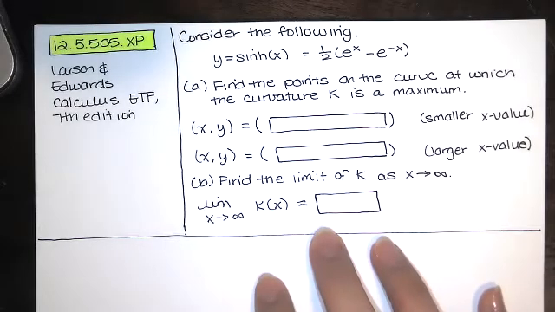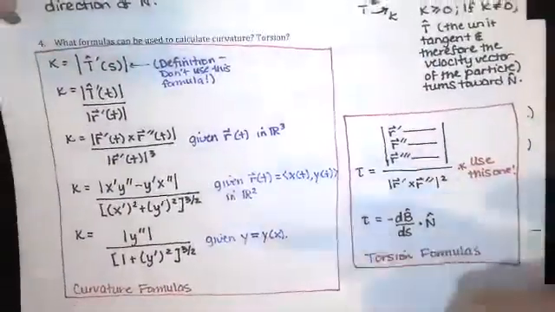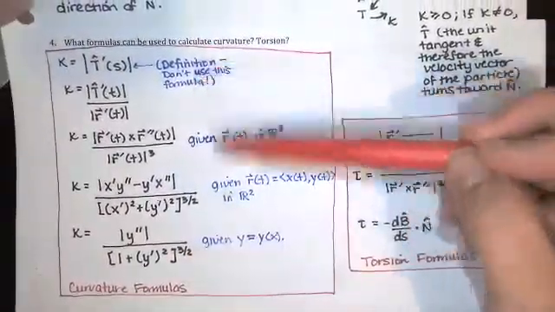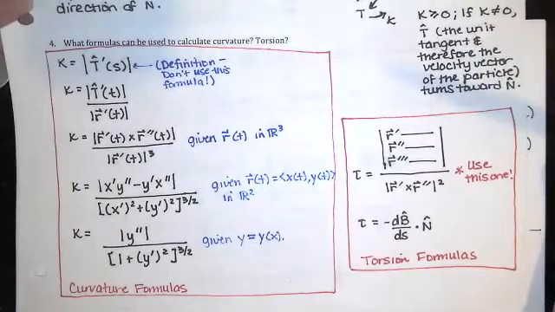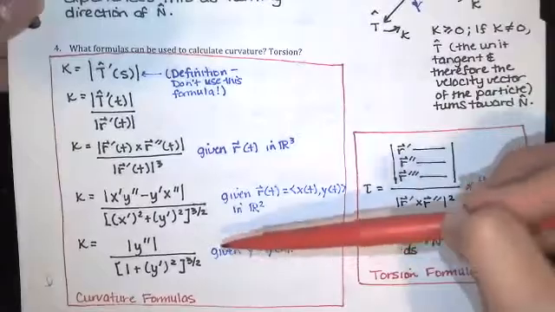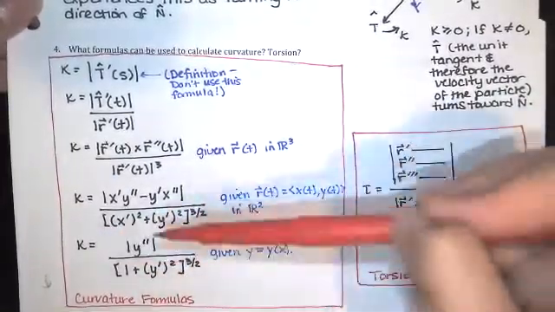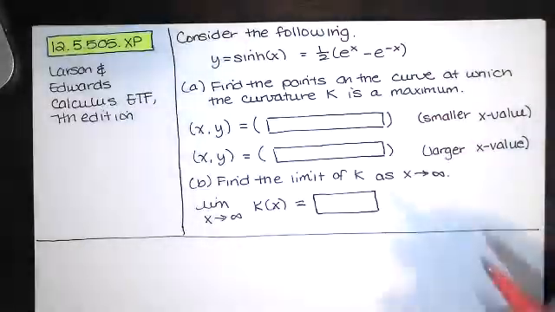Okay, so the first thing we need to do in order to answer part A is find the curvature function, and then we need to maximize it. So we go to our list of formulas for curvature, which we already derived in earlier videos, and we look for the one that's appropriate for the given function. Now we were given y as a function of x, so out of all of these, the most appropriate one is this last one. Given y as a function of x, you just use that formula. So that's what we're going to do.